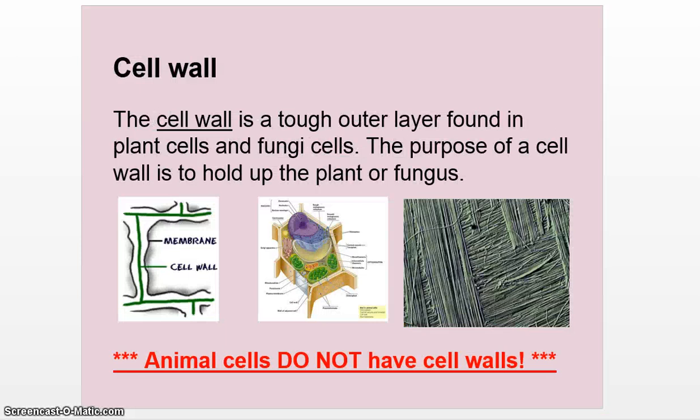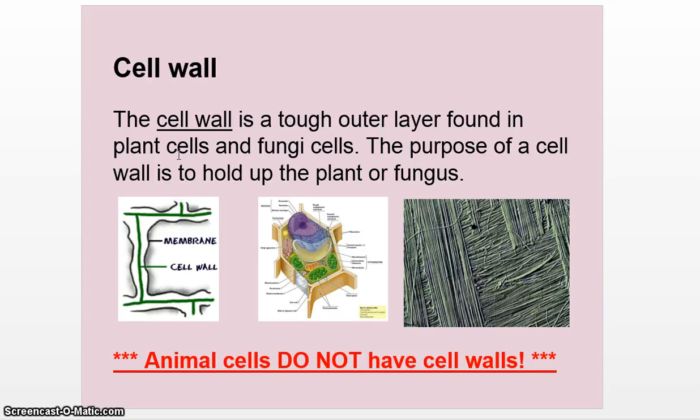Up next is the cell wall. Now, a few days ago when we talked about things that all cells have, we said all cells have a cell membrane. And that's true. But there are also some cells that have a cell wall. The membrane, everybody has it, and it's more like a flexible barrier, whereas the cell wall is tough and rigid.